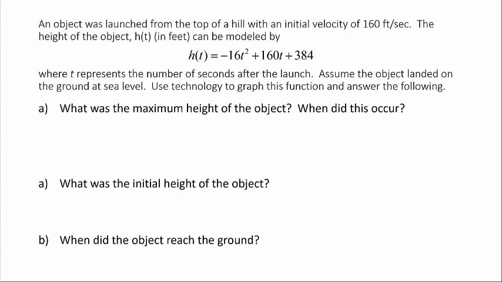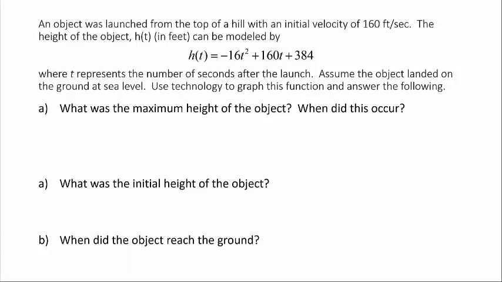Okay, so the problem that we're given says an object was launched from the top of a hill with an initial velocity of 160 feet per second. The height of the object h of t in feet can be modeled by h of t equal to negative 16t squared plus 160t plus 384, where t represents the number of seconds after the launch. Assume the object landed on the ground at sea level. Use technology to graph this function and answer the following.